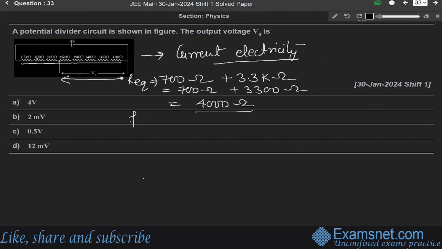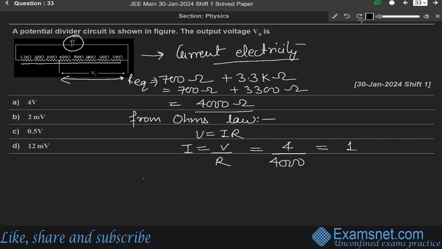Since from Ohm's law, V equals IR, so I equals V over R. V is 4 volt and R is 4000, so I equals 1 over 1000 ampere.